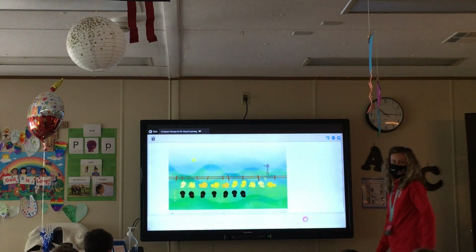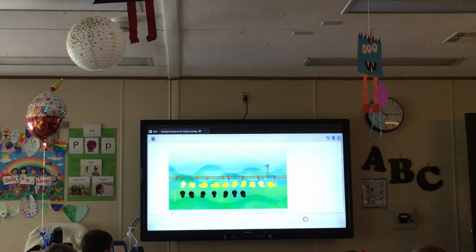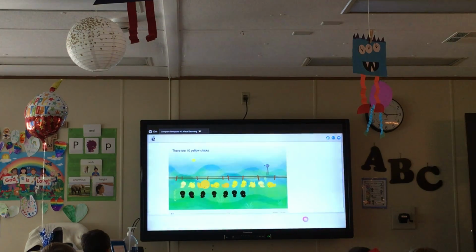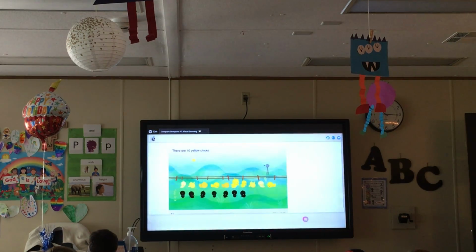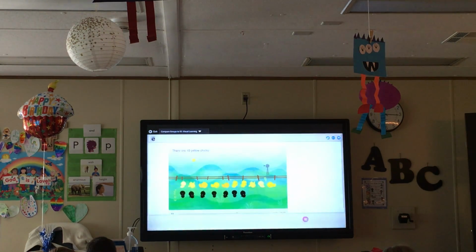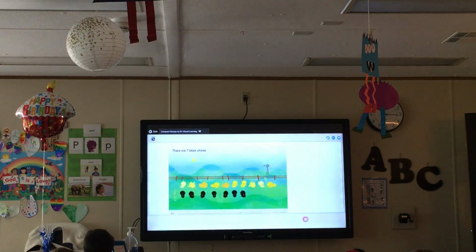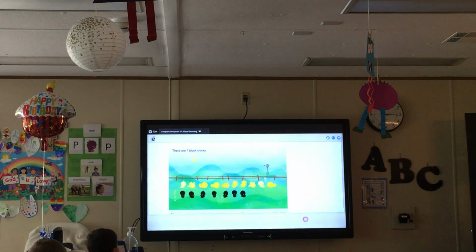All right. Let's count the chicks together. 1, 2, 3, 4, 5, 6, 7, 8, 9, 10. There are 10 yellow chicks. 1, 2, 3, 4, 5, 6, 7. There are 7 black chicks. Okay, so there are more.